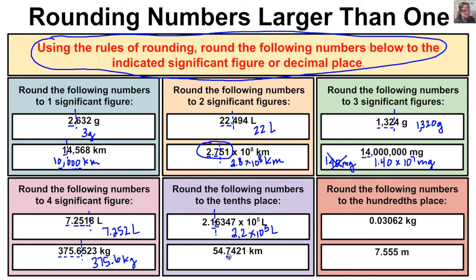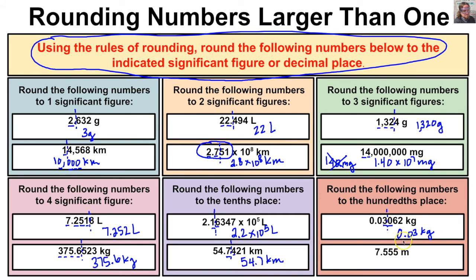Let's take a look at this one. We want to round this number to the 10th place. Here's the 10th place. This 4 is not going to round this 7 up, so we just end up with 54.7 kilometers. What about right here? We want to round the following numbers to the hundredths place. Where's the hundredths place? That is 2 places to the right of the decimal. And so if we look 1 place past the place that we're trying to round to, we'll see it's a 0. This 0 is not going to round this 3 up, and so we'll just end up with 0.03 kilograms.